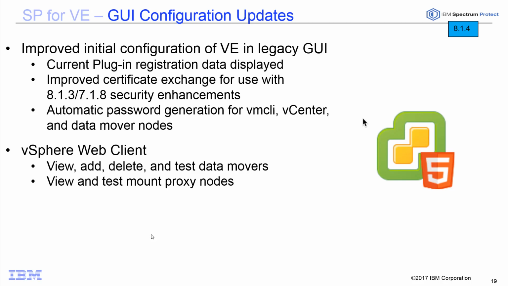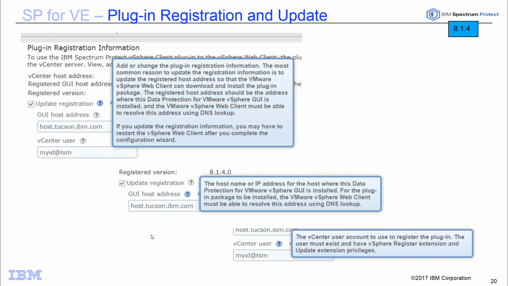We've also added some new features to the vSphere web client, including the ability to view, add, delete, and test data movers in the environment, and the ability to view and test mount proxies for doing individual file restores, and you'll see some of those screens coming up. Now, I didn't pull every screen from the update here, but I just wanted to give you just a taste of some of the new screens.